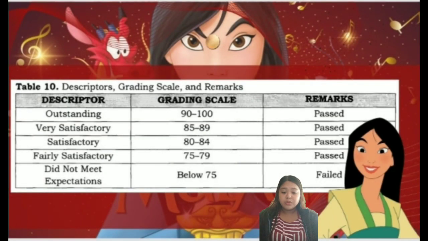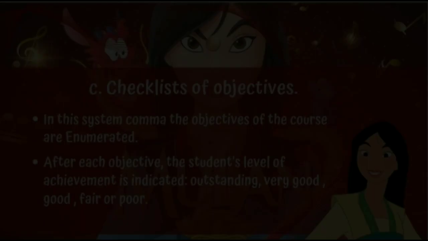Here come the examples. You have grades like 90 to 100, which is outstanding, passed, which is a passing grade; very satisfactory, 85 to 89, passed, and so on. Below 75, did not meet the expectations, so it is failed.